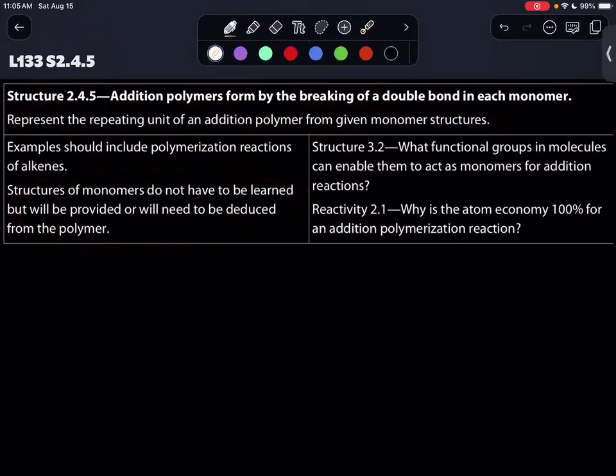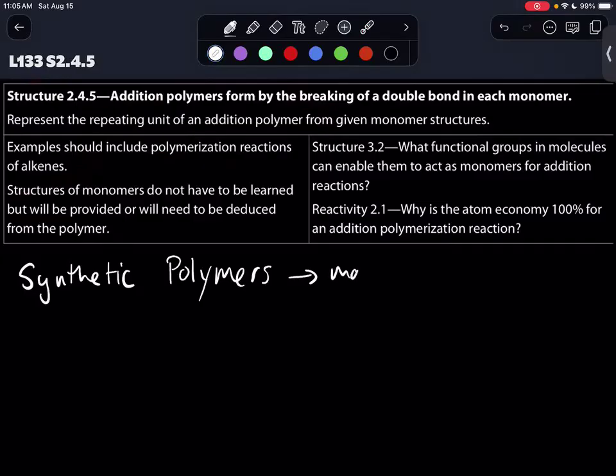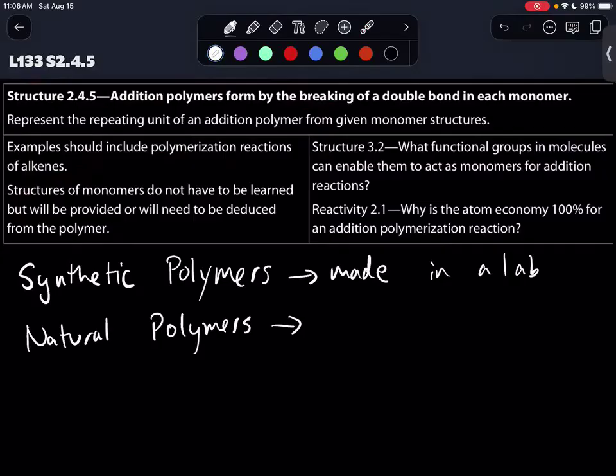Now, in the last section, we talked about polymers. We talked mostly about synthetic, actually only about synthetic polymers. Synthetic polymers are ones that are made in a lab or by other means like that, but there are also things like natural polymers. Natural polymers, these are things that we see in nature.